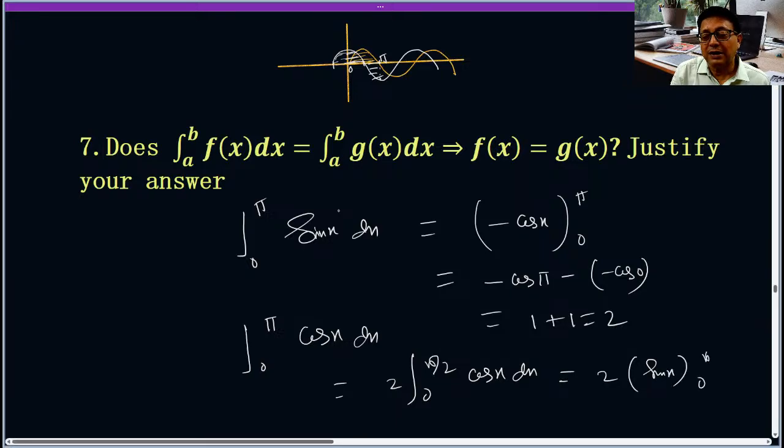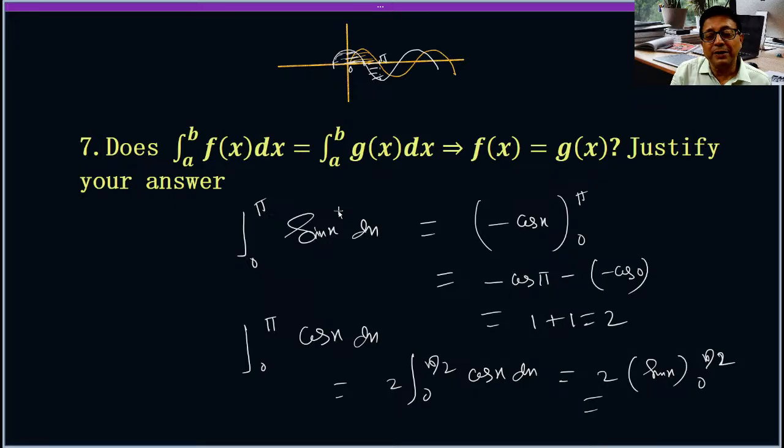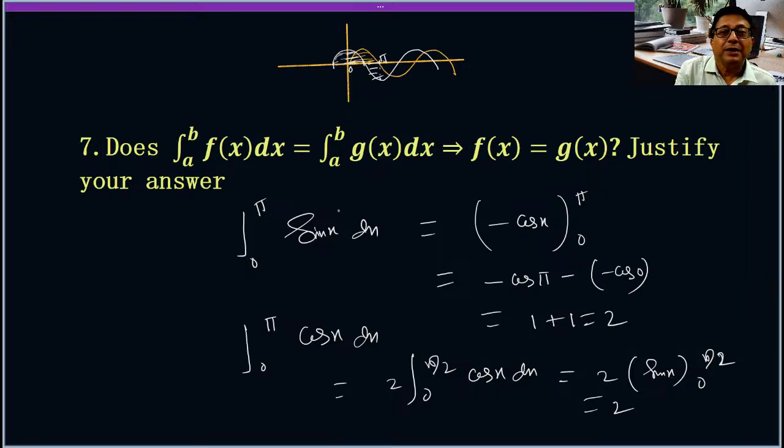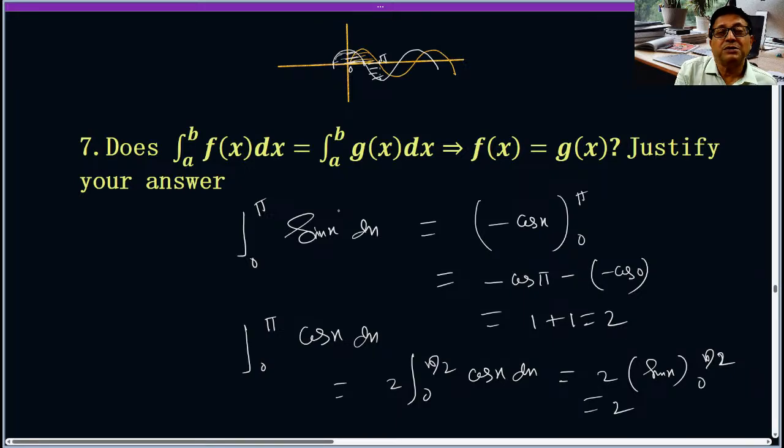Sin x, pi by 2, 2 into pi by 2, 1, this is 2. But why it is 2 into 0 to pi by 2? Why? Because 0 to pi cos x when you are doing, actually it is representing this area, no? Area lying above x-axis, area lying below x-axis get cancelled. That's why I am making this one mod, or finding the area and adding that, or multiplying this area twice.